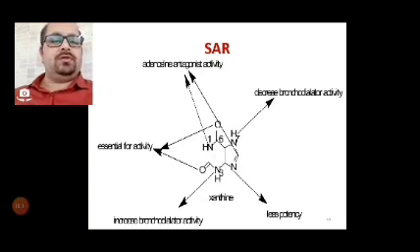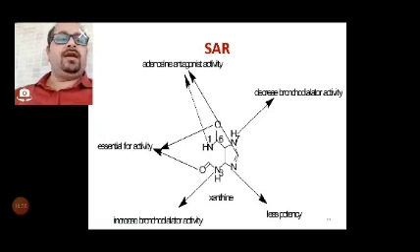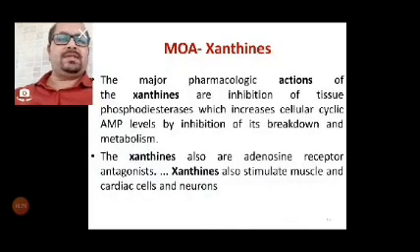The N3 substitution increases the bronchodilator activity. If you substitute anything at the position 9 nitrogen, then the compound becomes less potent. If you substitute the nitrogen 7, then there is a decrease in the bronchodilator activity. This is about the SAR of xanthines, or the SAR of theophylline, theobromine and caffeine. With this SAR, we will move to the next slide.